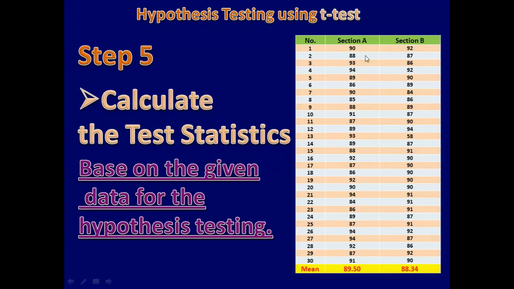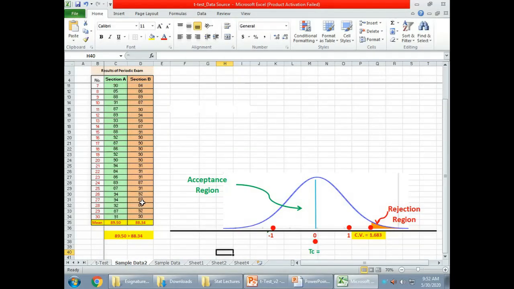Go back to step number 5, wherein we will be calculating the t-test based on the given data. This was the given data. By the way, it doesn't mean that if section A is 30, section B is also 30. It only happened that I chose 30 students for each section. So we have this data, and I have linked my data to my Excel file. I will click this one to go to my Excel file. This is the data source, my Excel file.